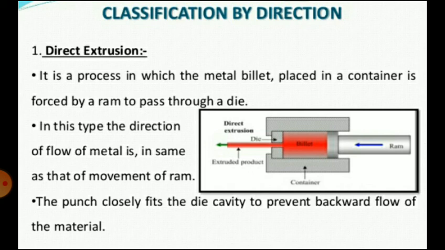Regarding working, the heated billet is placed in the container. It is pushed by a ram towards the die. The metal is subjected to plastic deformation and is forced to flow through the die opening. You can produce hollow sections by using direct extrusion. For hollow sections, as the ram moves towards the die, the metal is forced out through the annular clearance and forms a tube. For that, in the die, you have to use a mandrel to produce hollow sections.